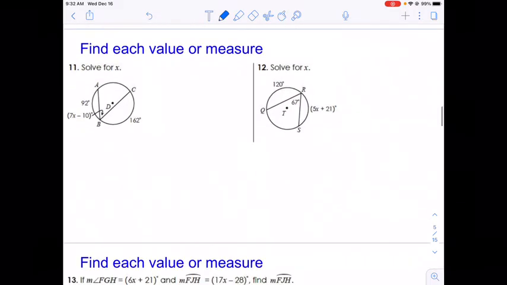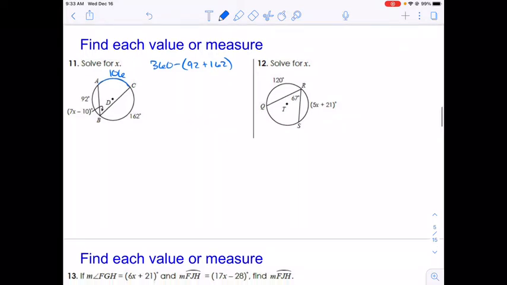Let's look at 11. We're looking for x again. So we know this angle here is going to be half of arc AC, so we need to find out what arc AC is. So BC is 162, AB is 92, so all three together are going to equal 360. So we're going to do 360 minus 92 plus 162. That's going to give us a measure of 106. Okay, so that's how we get that measure.